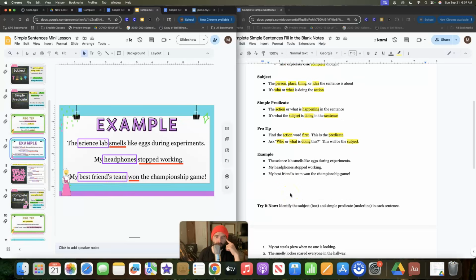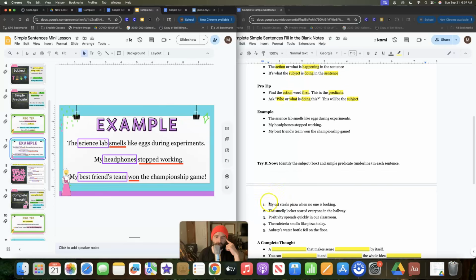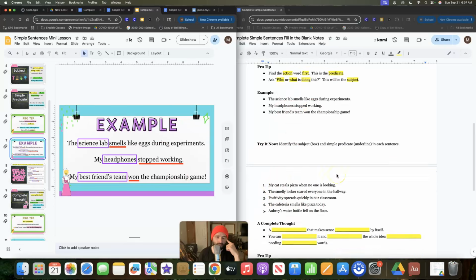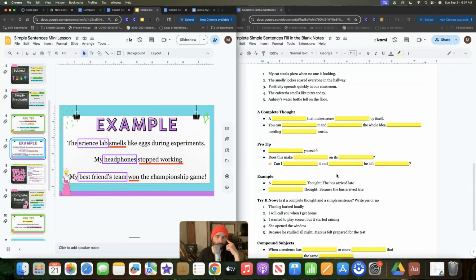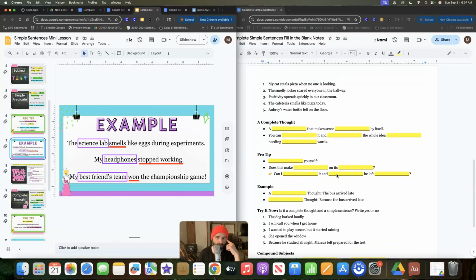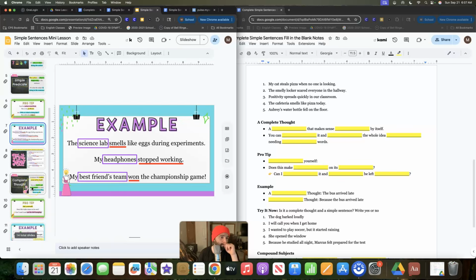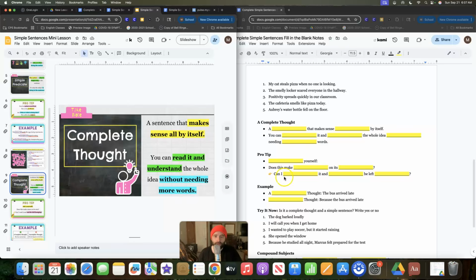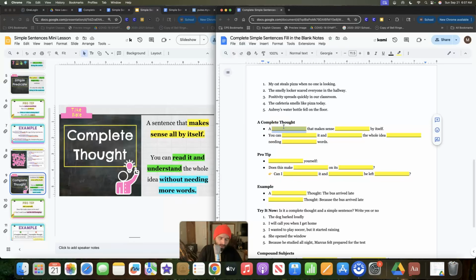So now I would like you here to answer these five, same way we just did these five. Put a box around them and then underline them. And then I will go over those when you get your notes checked to see if you got them correct. Now, you are just boxing around the subject and underlining the predicate, the simple predicate, not the whole predicate.